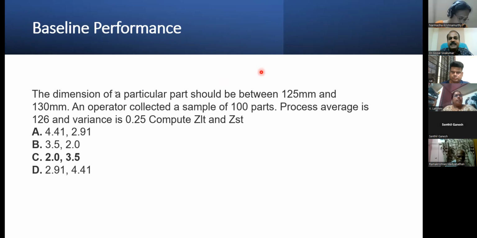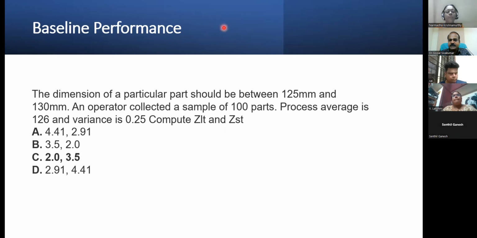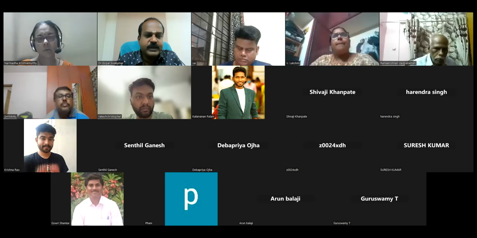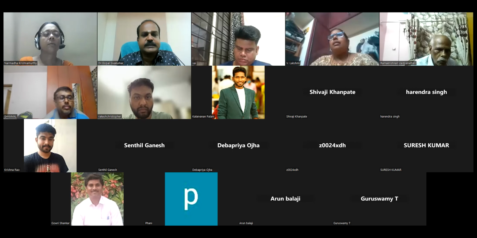So convert the variance into standard deviation. For that, you have to take the square root. 0.5. But you have to be careful. Is it 0.5? Yes, sir. Yes, very good. So now you have the standard deviation, average, USL, LSL. You need to find out ZLT and ZST. Anybody got the answer? Option C, sir. 2.0 and 3.5. So one of you who feel comfortable, you can now share your screen and explain to others.